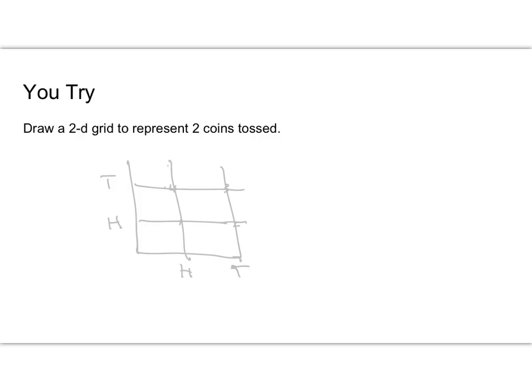And if I am looking for what represents tossing 2 tails, it's where the 2 tails intersect, right there, which would be 1 out of 4. The probability of 2 tails would be 1 out of 4 because it's one positive outcome over 4 possible outcomes.